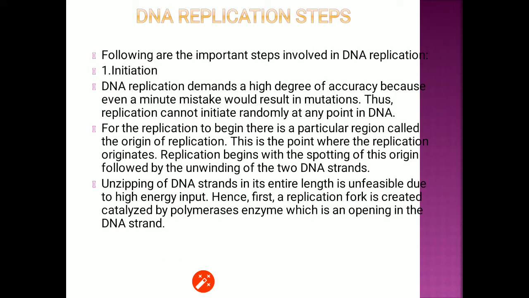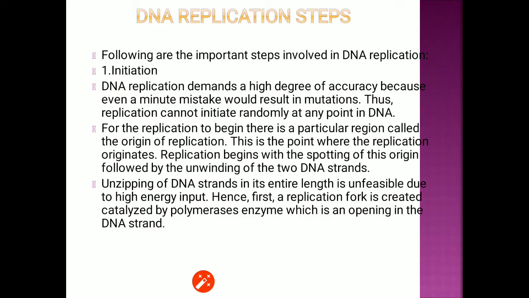Now about the steps involved in the process. The process, as I have told you, has 3 main steps: initiation, elongation, and termination. First, the initiation process. DNA replication demands a high degree of accuracy because even a minute mistake would result in mutations. Thus, replication cannot initiate randomly at any point in DNA.